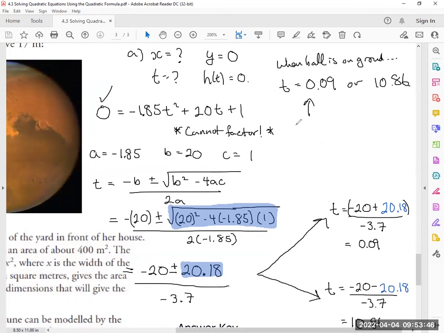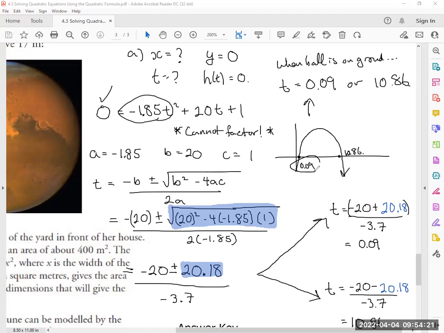But anyways, assuming that this is a parabola, and also notice that the A value is negative, most likely it looks something like this, where you throw the ball in the air and you hit it. So it's not quite at 0. At 0.09 seconds, it gets hit and it goes all the way up and lands back after 10.86 seconds, which is a long flight, but it makes sense because you're on Mars and gravity sucks there.